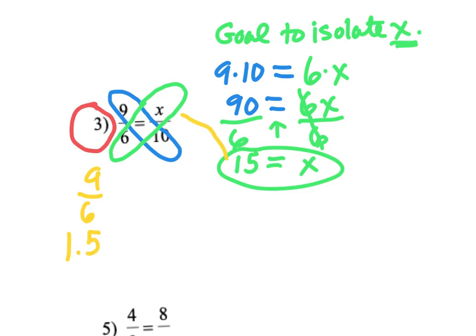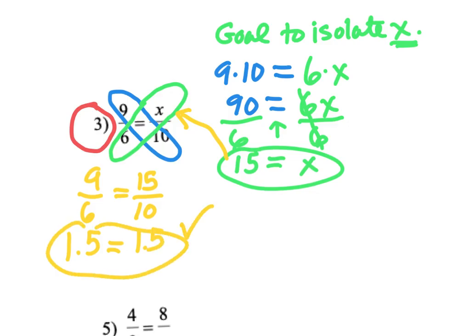And now we can substitute 15 in for x because we're checking our answers. We're going to make sure that we get the same answer. And if you plug this into your trusty calculator, you've just checked your own answer. 9/6 does indeed equal 15 divided by 10.